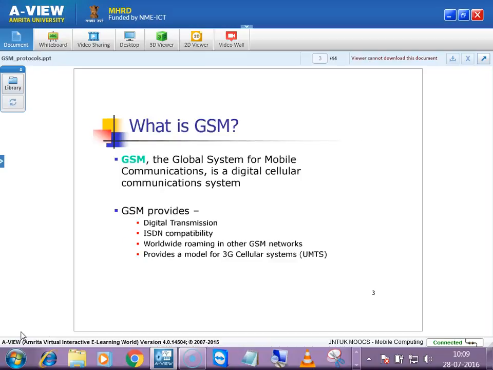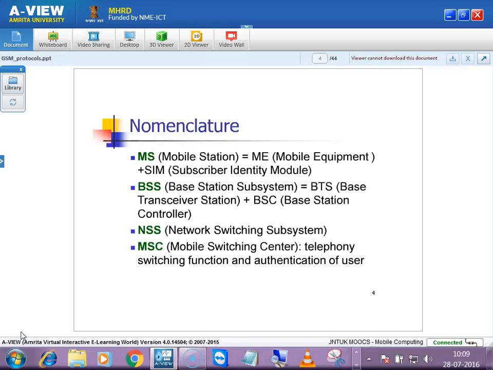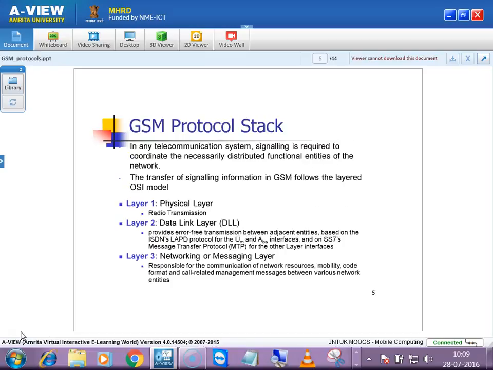So what is GSM? What is the architecture? What is the protocol stack? And how the call process will be. An overview of layers, what layers it contains. GSM, you know, and these things. And what are the network elements? You know, what is an NSS, what is an MSC, these things.